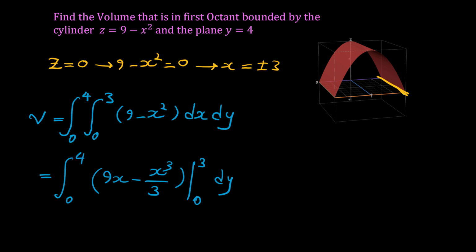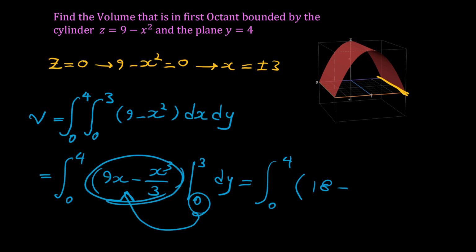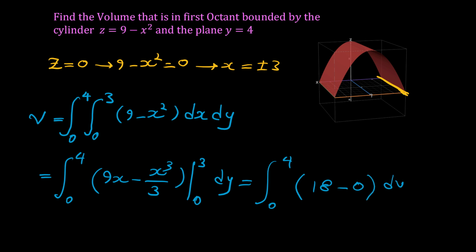So this equals the integral from 0 to 4 of 18 minus, if we plug in 0 for x, this is 0. So we have only 18 minus 0, or 18 dy. The integral of 18 dy is 18y from 0 to 4. If we plug in 4, 18 times 4 is 72. So the volume of the solid between this surface and over this rectangle is 72.